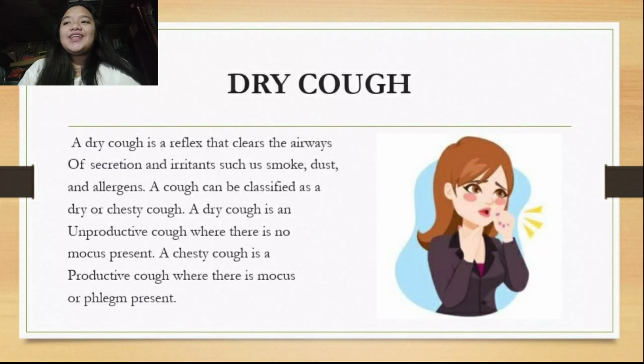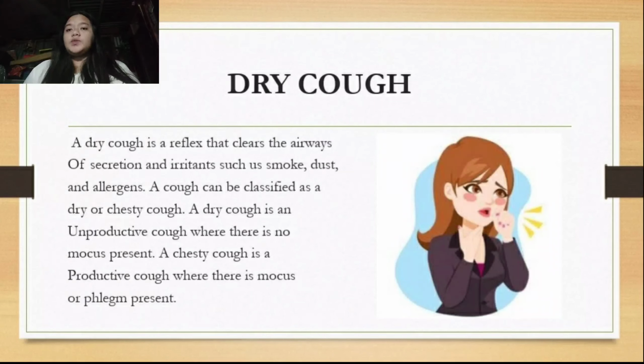Next, dry cough. A dry cough is a reflex that clears the airways of secretions and irritants such as smoke, dust, and allergens. A cough can be classified as a dry or chesty cough. A dry cough is an unproductive cough where there is no mucus present. A chesty cough is a productive cough where there is mucus or phlegm present.